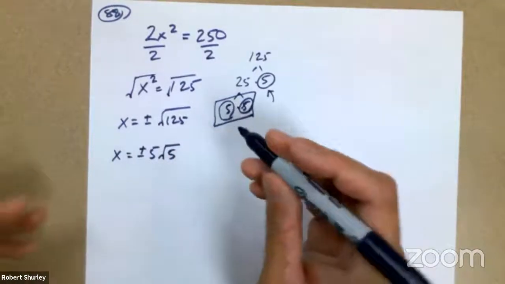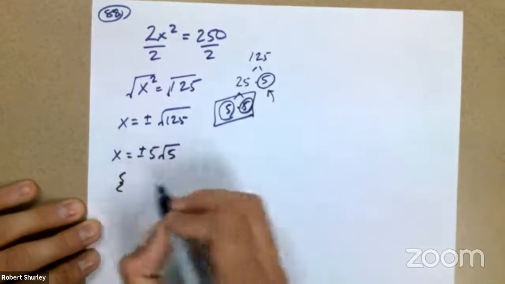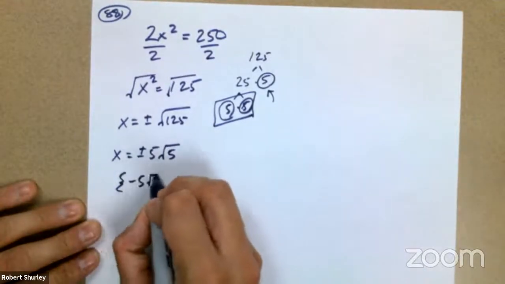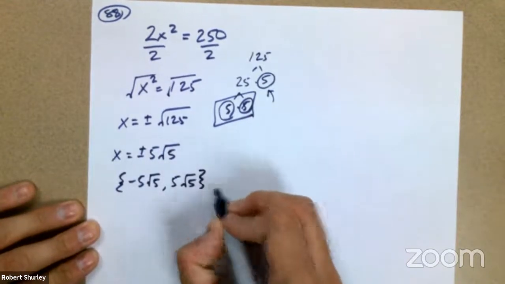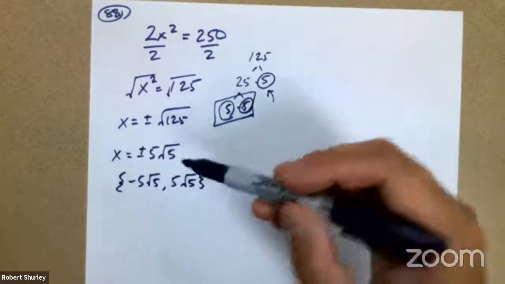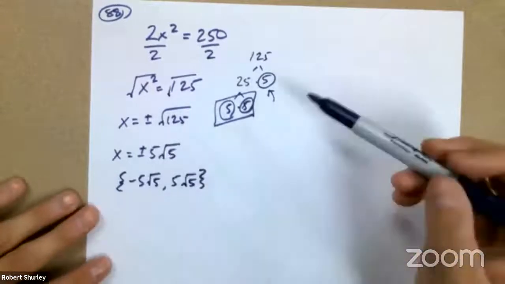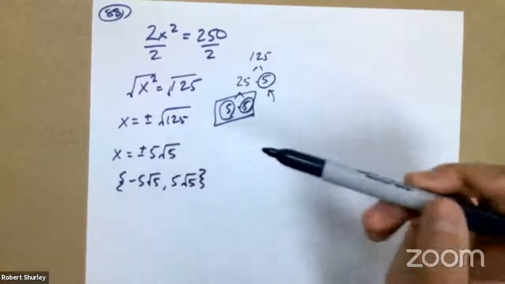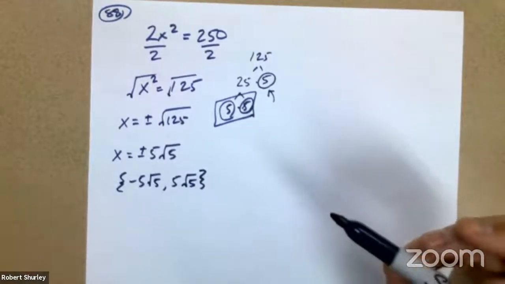Now, in your text, the way they write this is in set notation. So it's negative 5 square root of 5, comma, 5 square root of 5. It's been like that for the last one as well. I just wanted to show you how they write it a little differently. They don't just lazily use the plus or minus. They separate the two solutions. Okay? They separate the two solutions.